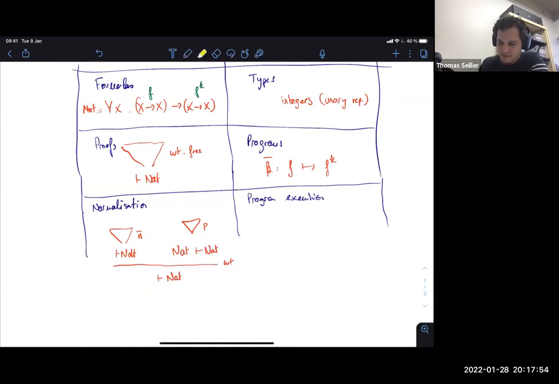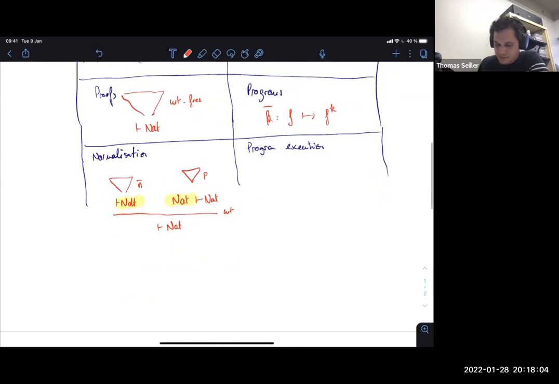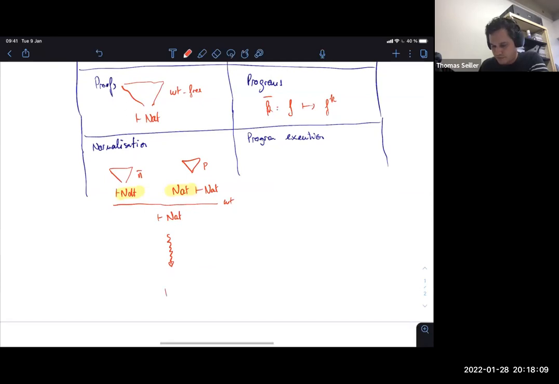Okay, so this is because this and this disappear. And what you have is a normalization procedure. So you have some kind of rewriting that gives you a new proof of the same conclusion, but without the cuts. So this gives you a new natural number, right? So the fact that you eliminate this cut corresponds to computing the value of the function, right?